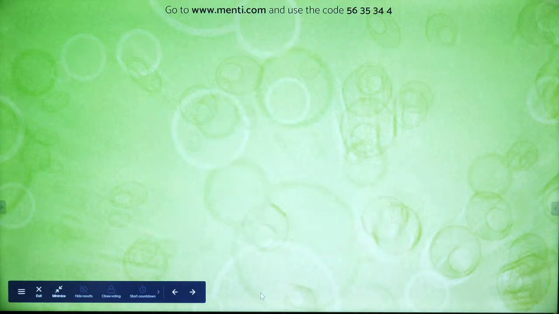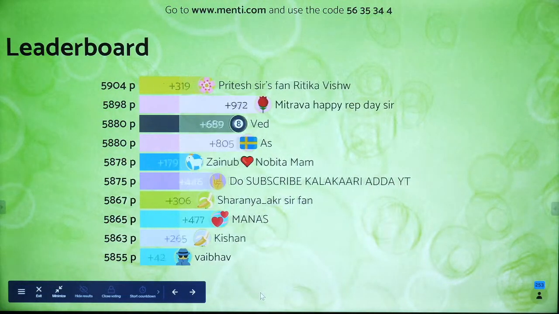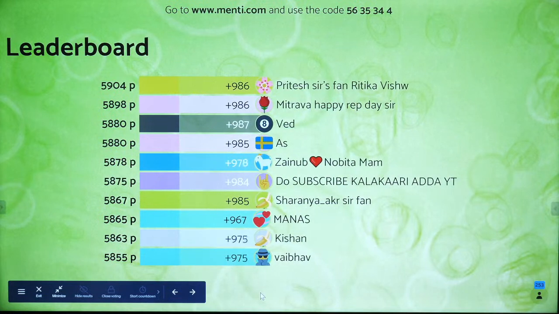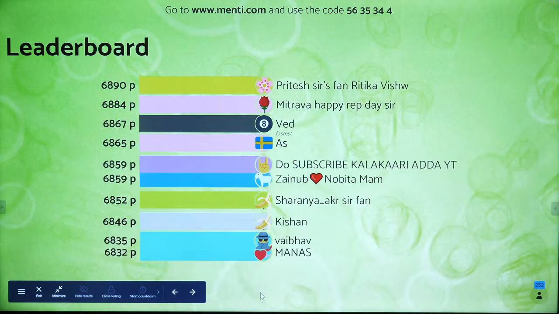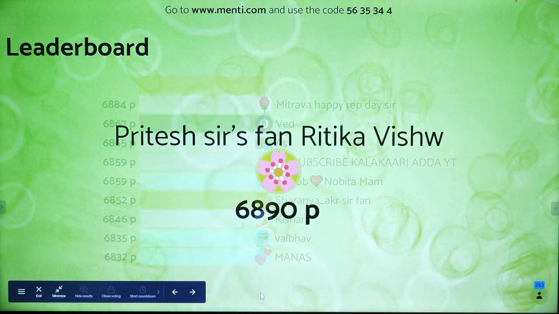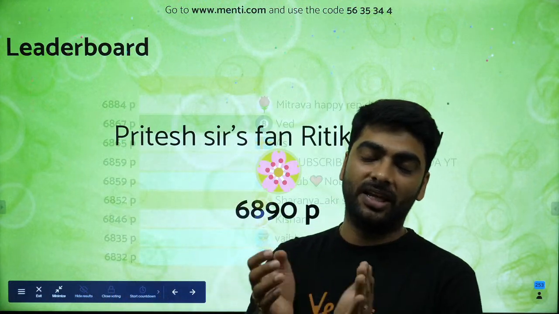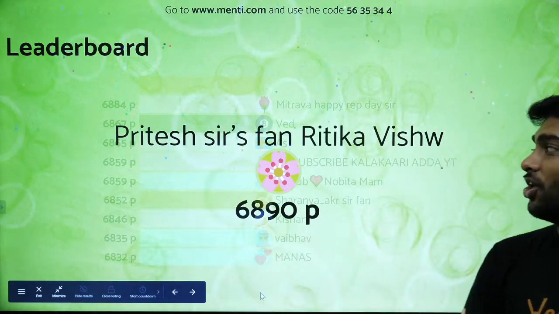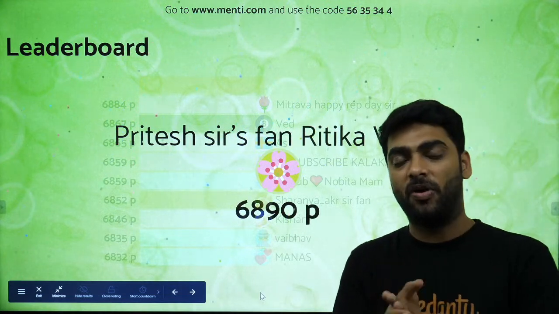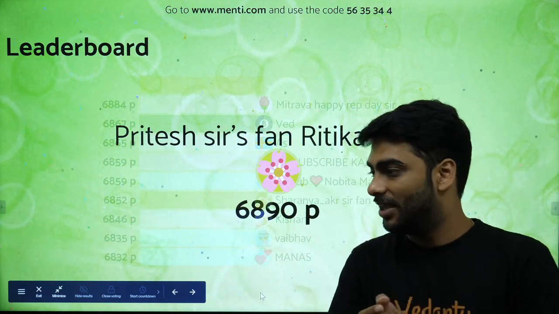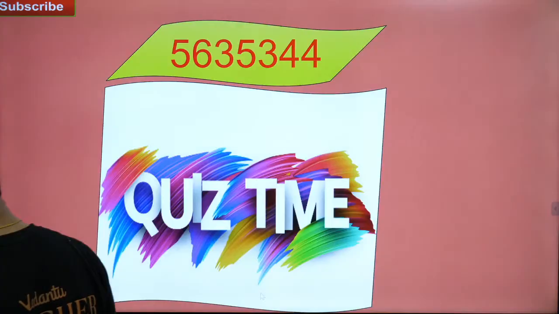So looking at the leaderboard, we have got Ritika, Mitrava, Ved, AS, Zainab, Kalakari Ada, Sharanya, Manas, Kishan and Vaibhav. And I think Ved is the fastest and Ritika, congratulations, you are the winner of the Menti. Congratulations, Ritika, and thank you so much for writing my name in your username. Super proud of you. Great job. Amazing feat, Ritika.